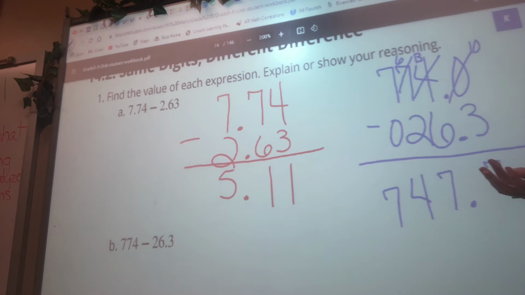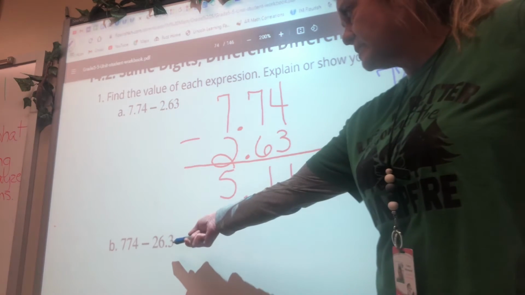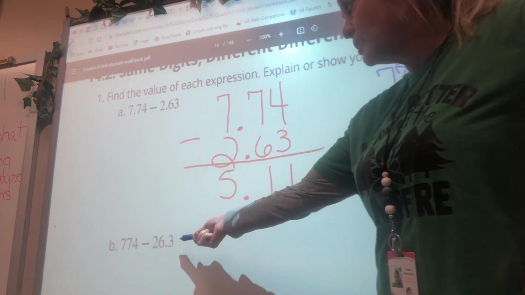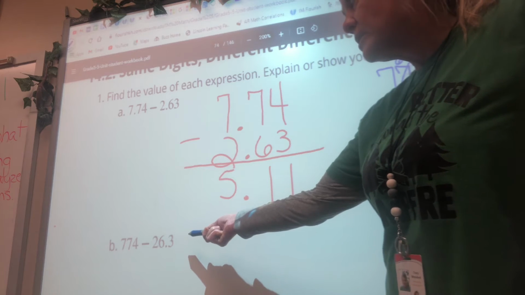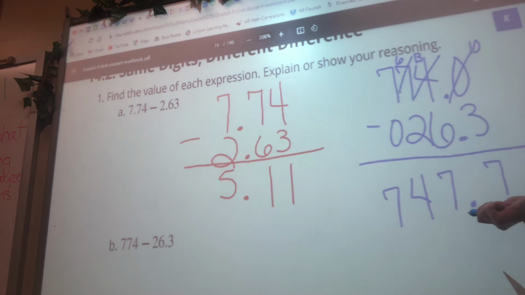Well, that makes sense, doesn't it? I had about 775 and I took away about 25, so that should leave me with about 750. And if I rounded that to the whole, I would have 750.